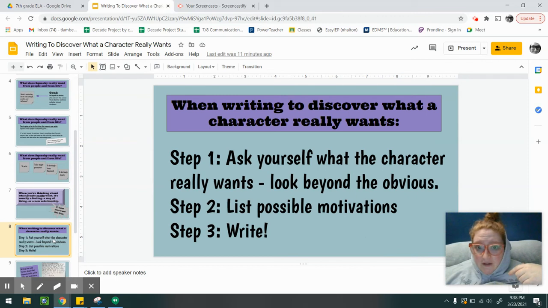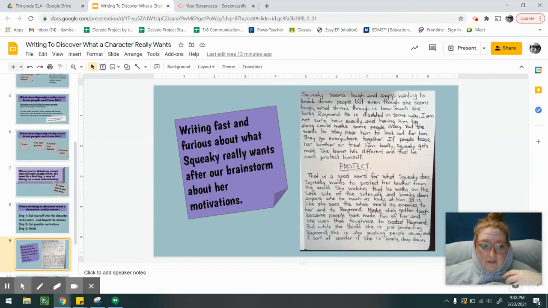So far, here's what we've done. Just to summarize where we're at: when you're writing about a character to try to discover what they want, you're asking yourself what they want, and trying to look beyond the obvious. You're listing their possible motivations, like why might they want that thing? We're on step 3 now. We're going to do some writing. So that's where you're going to be at today. Yesterday, in my class, we did not have a ton of time to write. So today, you're going to have a lot of time to write. This will be good.